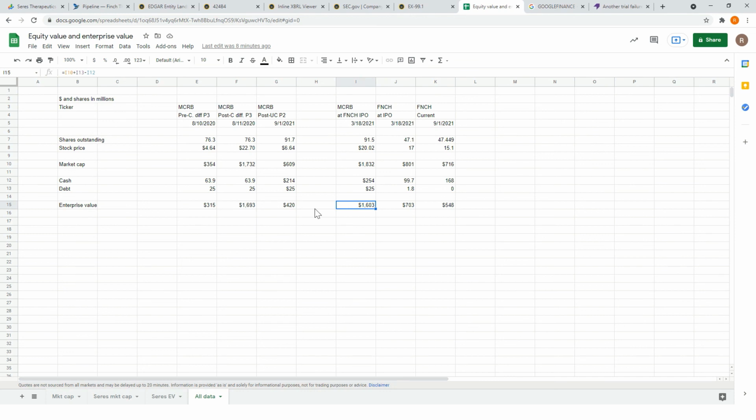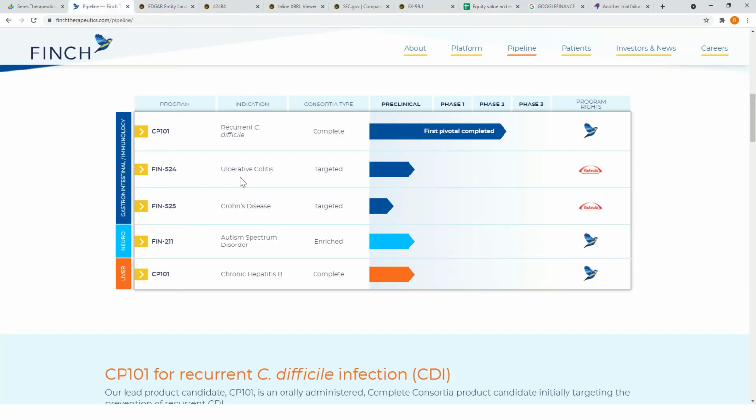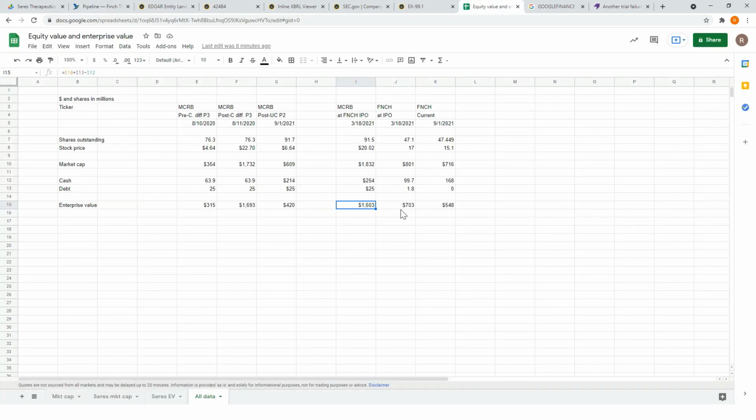And then we also saw that Seres was in phase 2B in ulcerative colitis, and Finch's program in ulcerative colitis was still in the preclinical stage. So again, it does make sense that there is a discount for that program as well. So that's sort of a high level way of how you would price something at an IPO. Obviously, this is a super simplistic example, and there's a lot more that goes into it. But the basic idea is you take similar companies, you figure out how they're valued, then you think about how your target company, in this case Finch, stacks up to those other companies on important aspects of the business. In this case, like the status of their clinical pipeline. So that's a quick discussion about how the Finch IPO compares to Seres Therapeutics, its closest comp at the time.